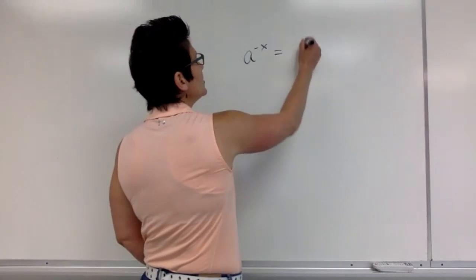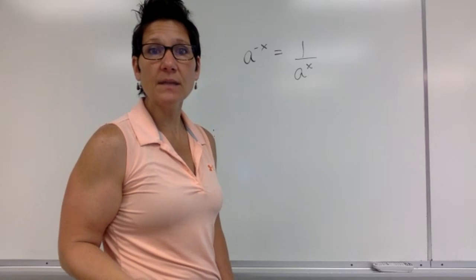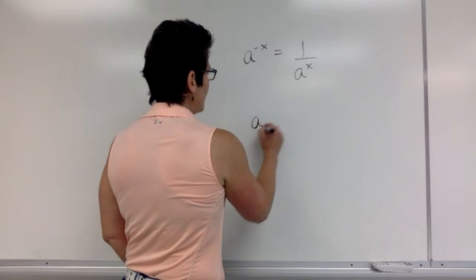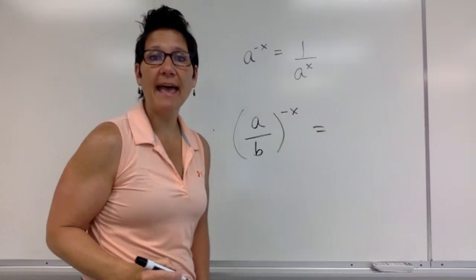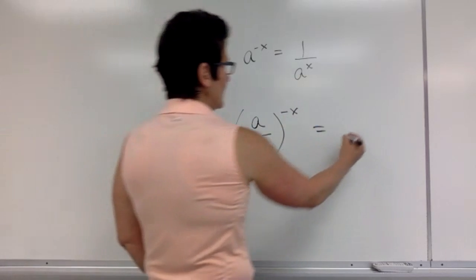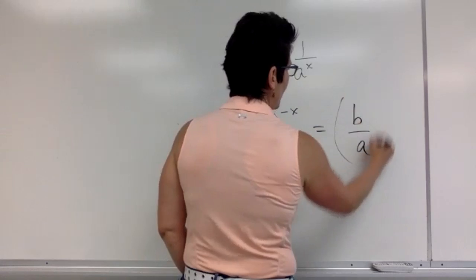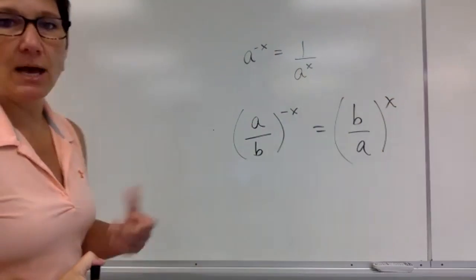Okay. So you can write this as 1 over a to the x power. We all know that. Yes? Or if we have a to the negative x power, how can I rewrite that? B over a to the x power. Beautiful. So those are fun things that we could go ahead and figure out what it is that we need to do.